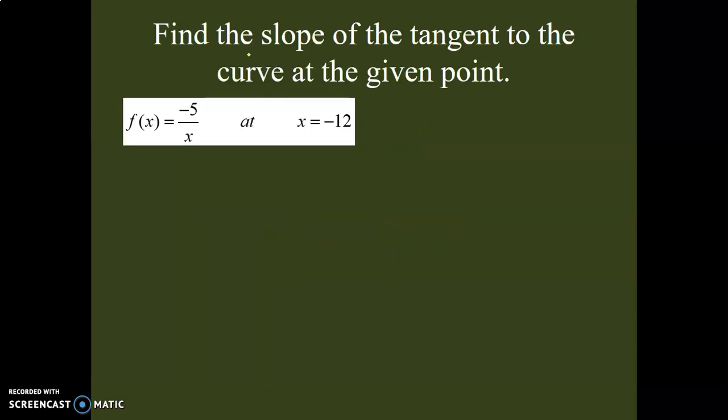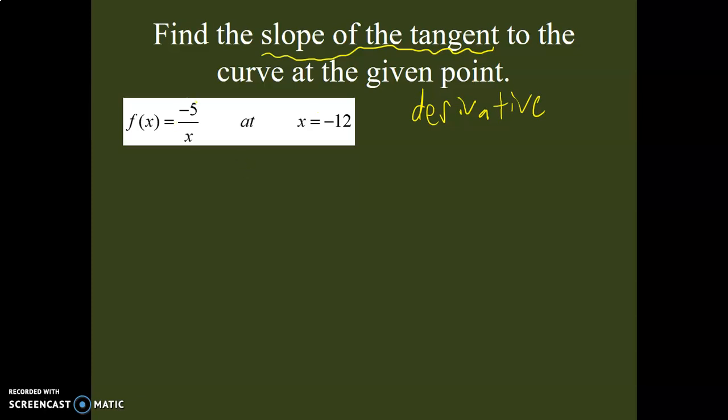First problem, find the slope of the tangent to the curve at the given point. So f of x equals negative 5 over x, and I want to know what the slope of the tangent is at x equals negative 12. Anytime you want to know what the slope of the tangent is, that in your brain should say we're dealing with the derivative.